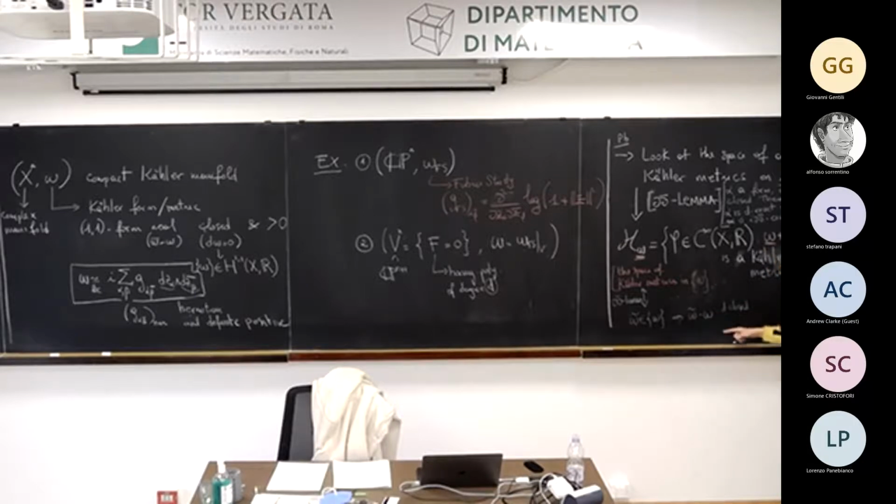So the d of both of them has to be 0, and also d exact, right? Because the cohomology class of the difference has to be 0. Since the cohomology class of omega tilde is equal to the cohomology class of omega. This is just by our assumption here.